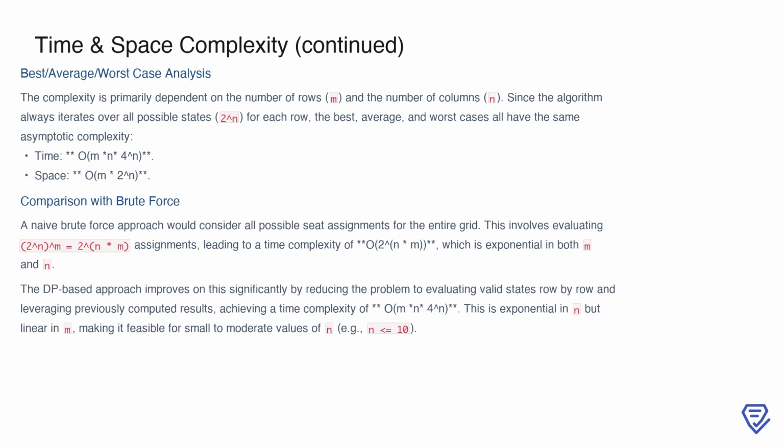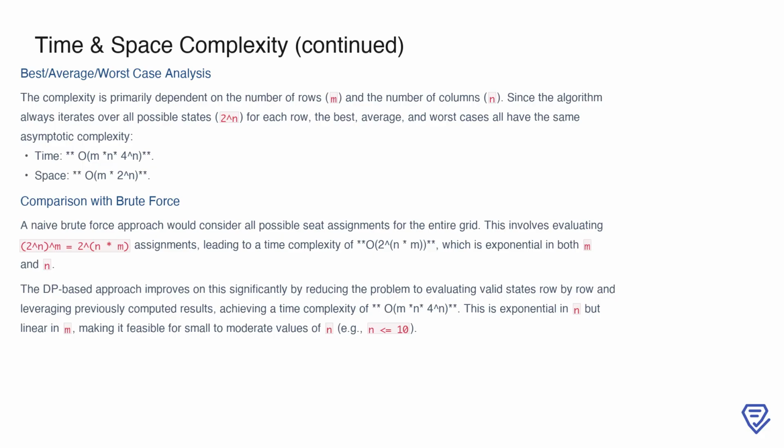Thus, the time complexity is m times n times 4 to the power of n, and the space complexity is m times 2 to the power of n, across all cases. Comparing this with a brute force approach highlights the efficiency of the DP-based solution. A naive brute force method would evaluate all possible seat assignments for the entire grid, resulting in a staggering 2 to the power of n times m time complexity, which is exponential in both n and m. By contrast, the DP-based approach leverages the structure of the problem to significantly reduce the computational effort. It breaks the problem into manageable row-by-row evaluations, making it exponential only in n and linear in m, which is a vast improvement.